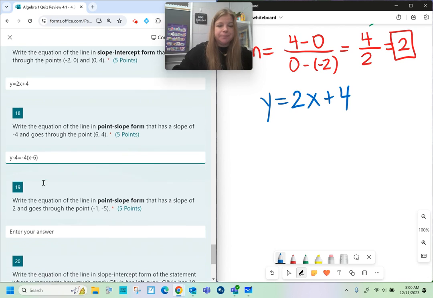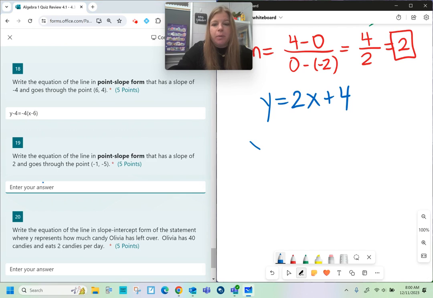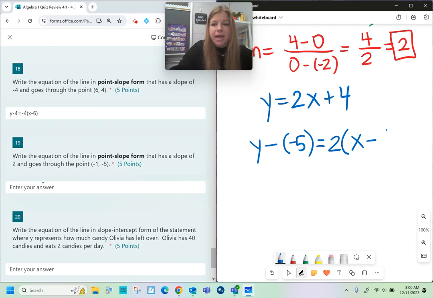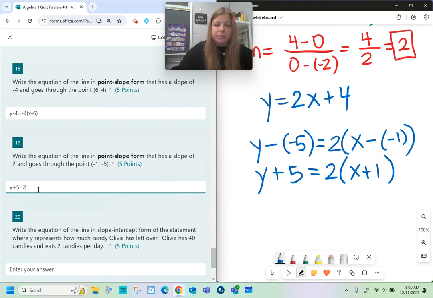That's my final answer. Next one, write the equation of a line in point slope form that has a slope of 2 and goes through the point negative 1, negative 5. Same idea, but this one is going to have sign issues. So ready, it would be y minus my y coordinate of negative 5 equals a slope of 2 times x minus the x coordinate of negative 1. Because they're both negative, when you subtract a negative, they become positive. So this would then be y plus 5 equals 2 times x plus 1. So again, notice in point slope form, we have the double signs of the negatives. We have to make sure we change them, and we're all good.